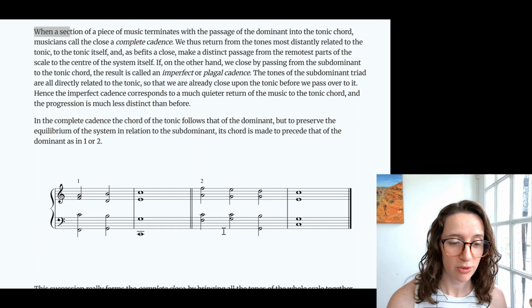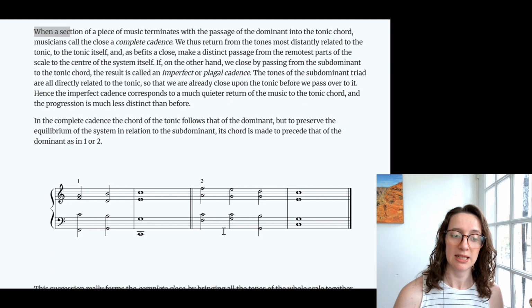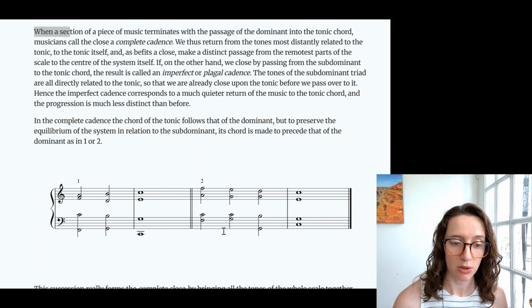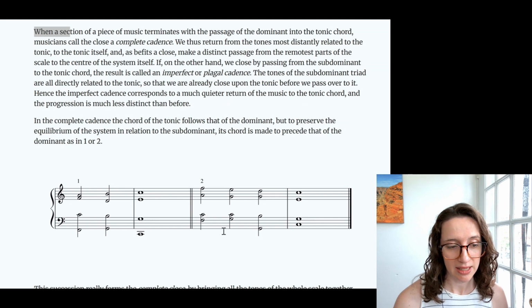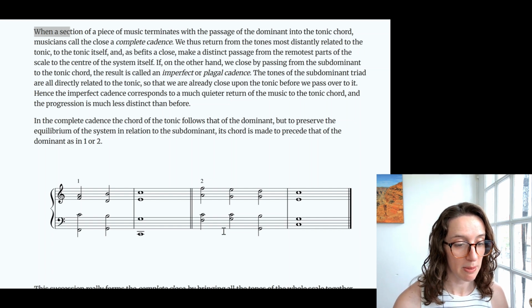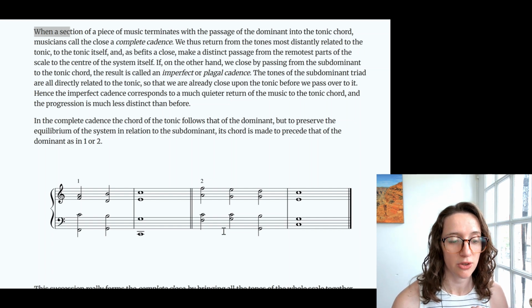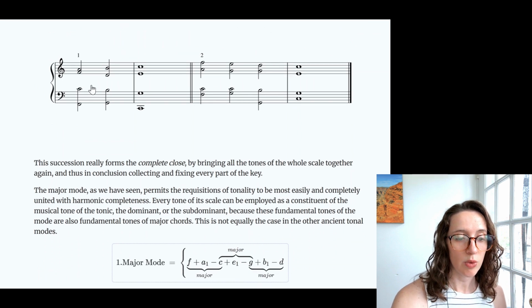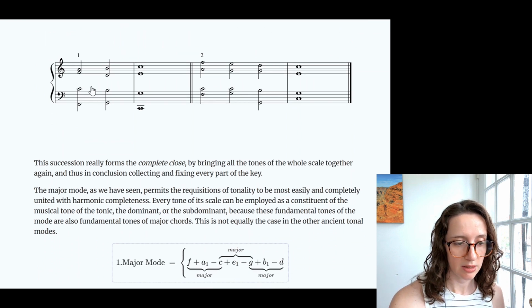We thus return from the tones most distantly related to the tonic itself, and, as befits a close, make a distinct passage from the remotest parts of the scale to the center of the system itself. If, on the other hand, we close by passing from the subdominant to the tonic chord, the result is called an imperfect or plagal cadence. These are complete cadences with the addition of the subdominant.